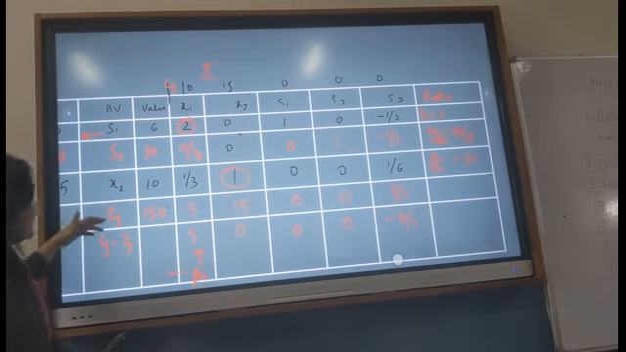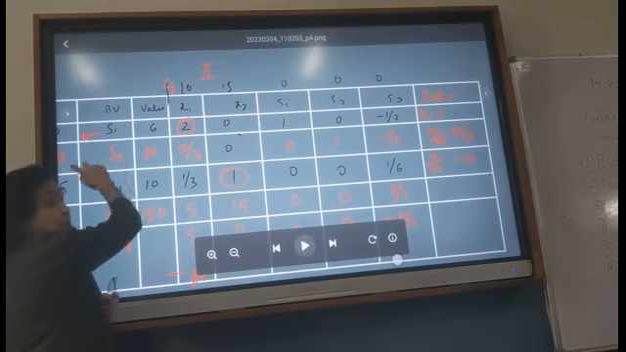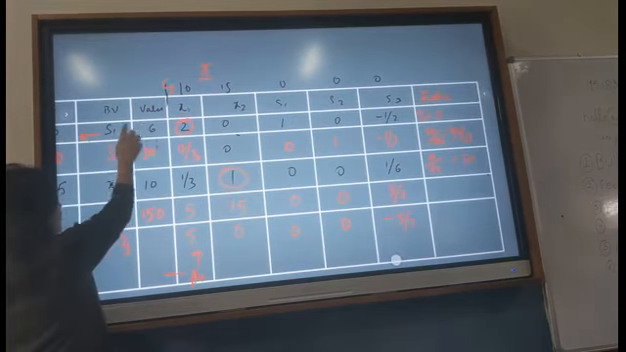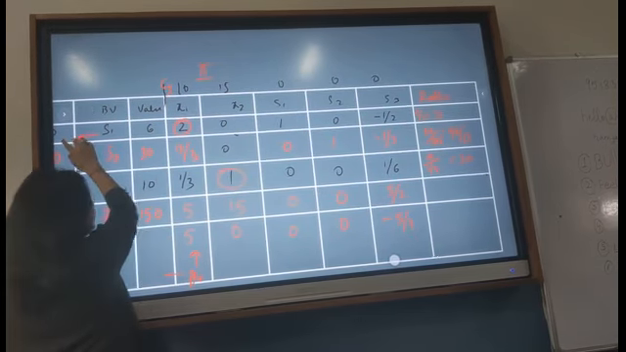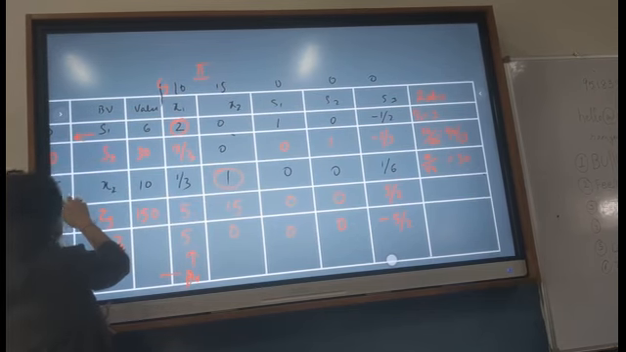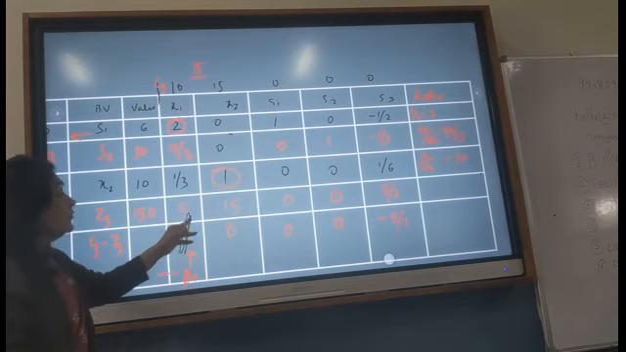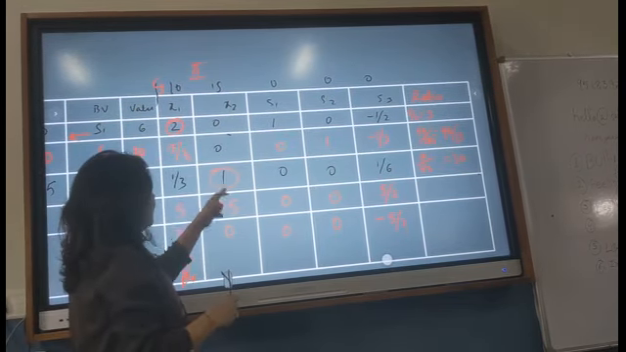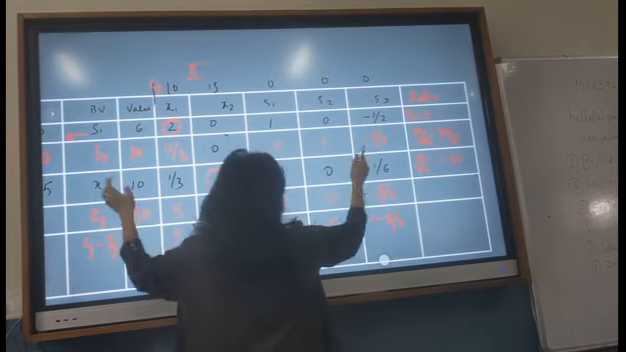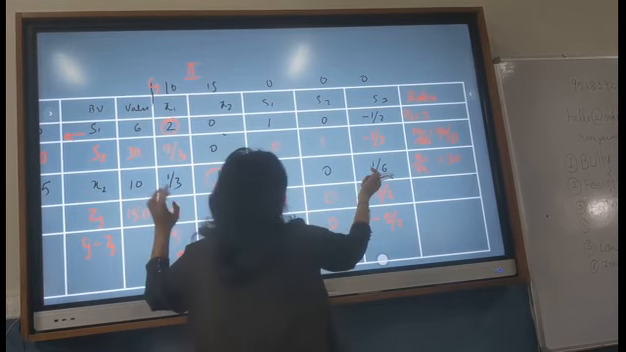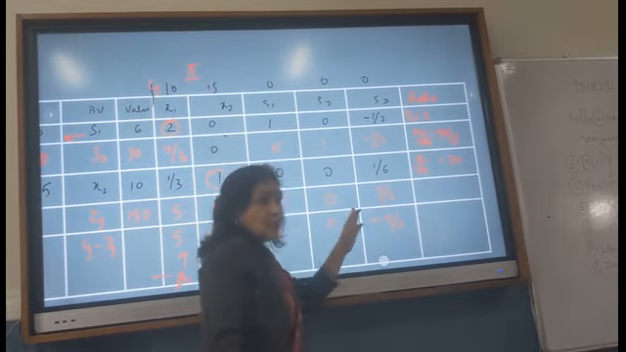Now the next step is again to find Zj. How do I find Zj? Profit contribution into the corresponding value in each column. So 0 into 6 plus 0 into 30 plus 15 into 10 is 150. 0 into 2 plus 0 into 13 by 3 plus 15 into 1 by 3 is 5. Similarly, 0, 0, and this will be 15 into 1 by 6. 0 into minus half plus 0 into minus 1 by 3 plus 15 into 1 by 6 will give me 5 by 2.